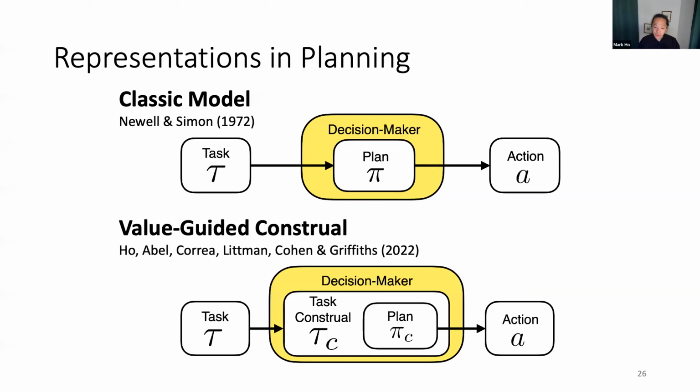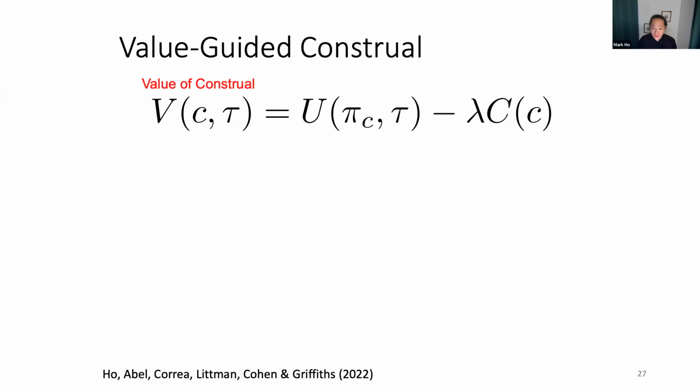This leads to distinct predictions about how people are solving problems, as I'll go into in a second. But the key idea is to think of this as a resource-rational, or boundedly rational, process where you have a value of what we're calling a construal of a task, in relation to a task tau. That depends on the plan that you get when you use that construal for planning on the task, minus some computational cost of that construal. In the case of representational costs, it has to do with the complexity of the construal, say the number of details that you're paying attention to.